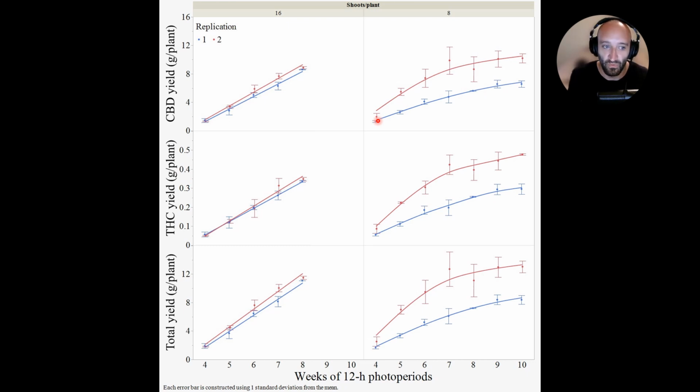So for rep 1, just with the CBD here, as we increase our flowering time all the way up to week 9, we are getting large increases. So it makes sense to go to week 9 here. And then week 10 isn't any different, so there won't be any reason to go to week 10. You would harvest right here and get your next cycle going.